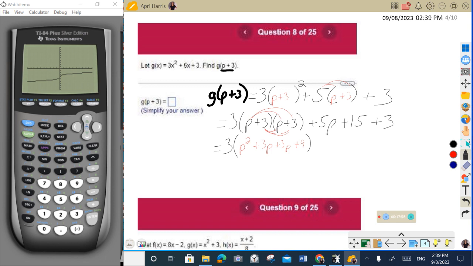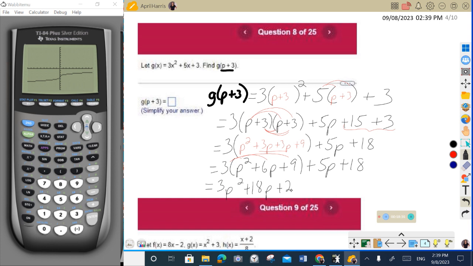Before I combine like terms over here, or in the parentheses, I'm going to go over here where I have plus 5p. I'm going to go ahead and combine the 15 and the 3 to get 18. And then before I distribute the 3 to the parentheses, I'm going to combine the like terms. So I got 3 parentheses p squared, 3p and 3p is 6p plus 9, plus 5p, plus 18. Now you distribute the 3 to everything in the parentheses. And distribute means multiply, so we got 3p squared plus 18p plus 27 plus 5p plus 18.